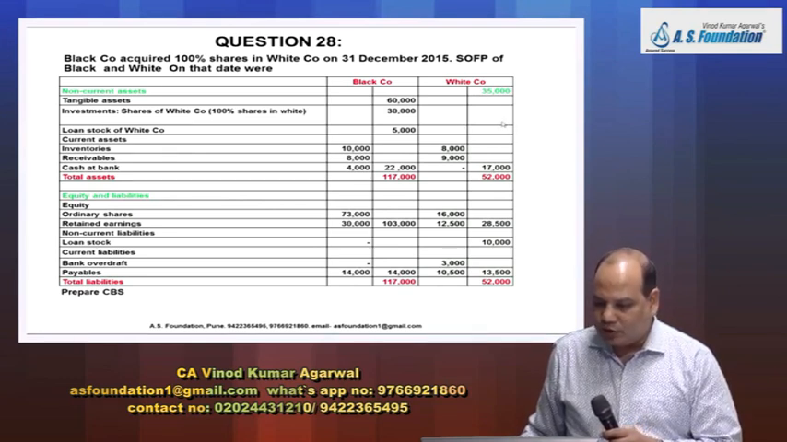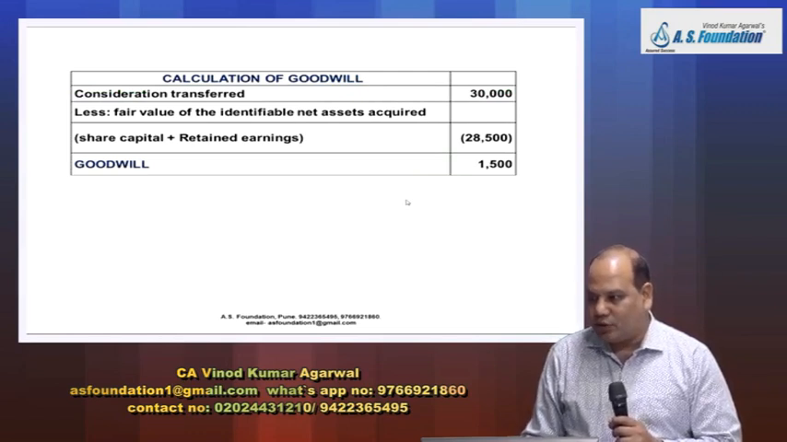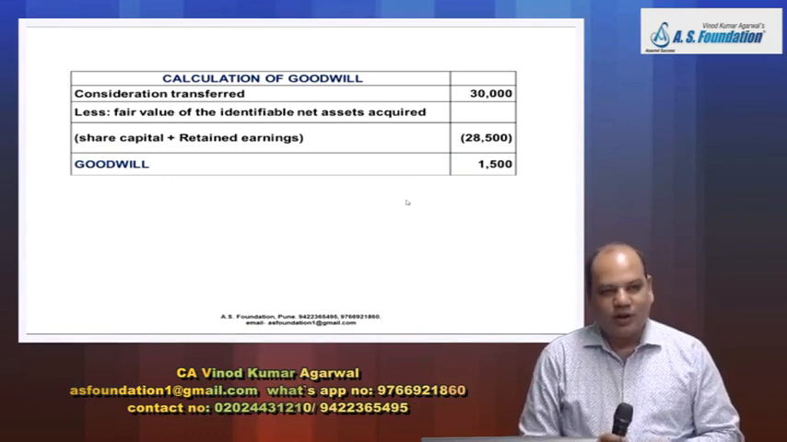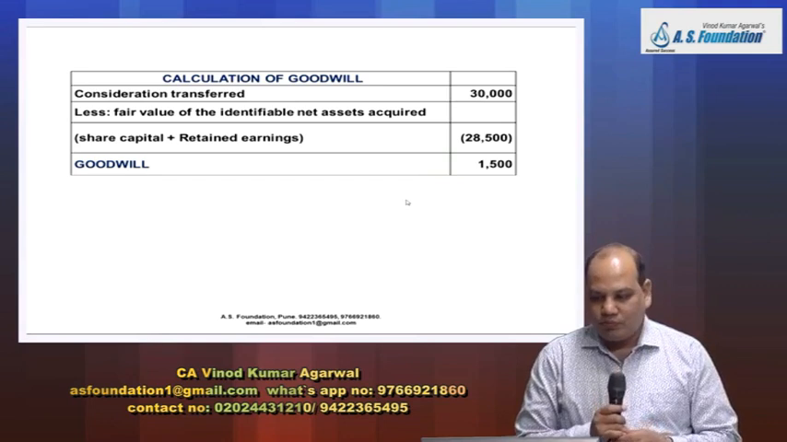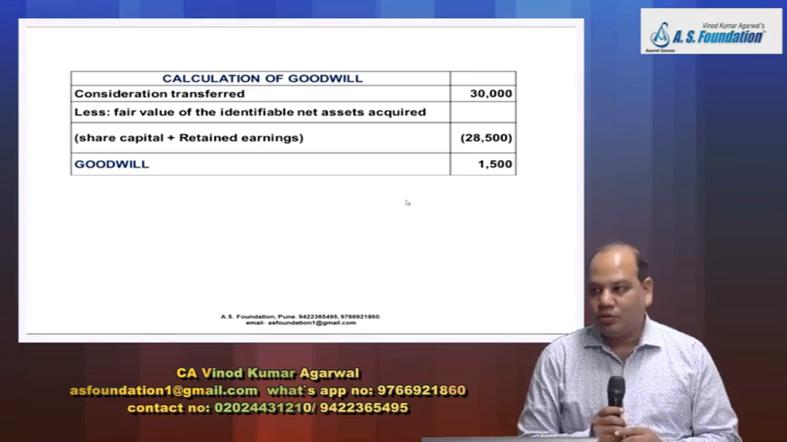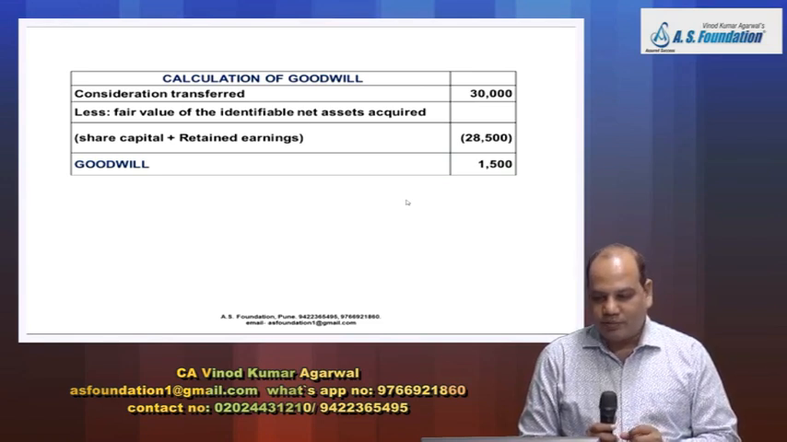So either you can first take total of all assets minus all liabilities, or you can just add the capital and retained earning. That will also give me the same answer. So write step 1, calculation of goodwill. Do we have any NCI in this example? No. Do we have any previously acquired investment? No. So oversimplified example, a problem for the beginner.